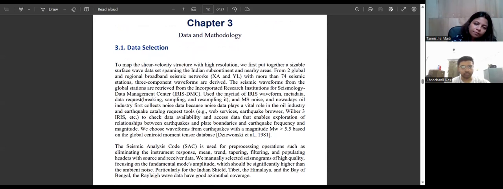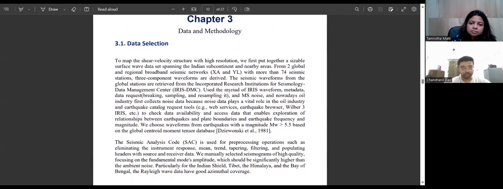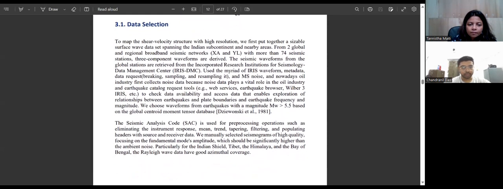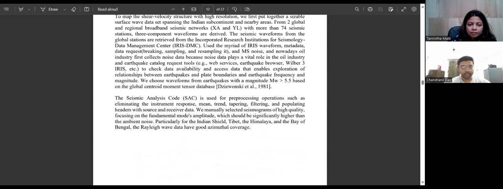These are two global and regional broadband seismic networks, in which there are more than 74 seismic stations, and three component waveforms were taken. So this particular data was taken, and thereafter we are using Seismic Analysis Code, SAC, in Linux, in which we are mainly doing the entire processing part.